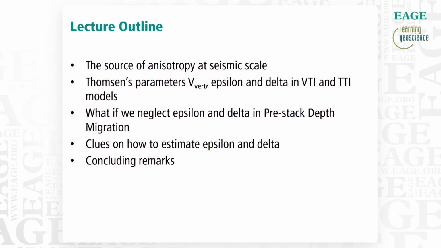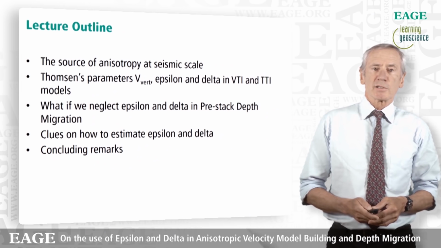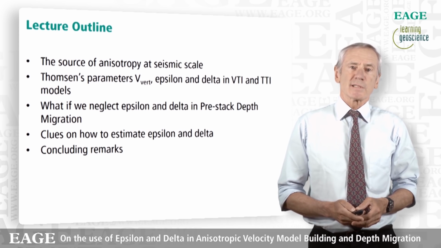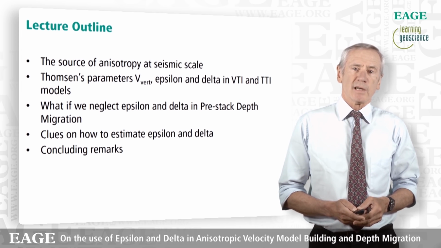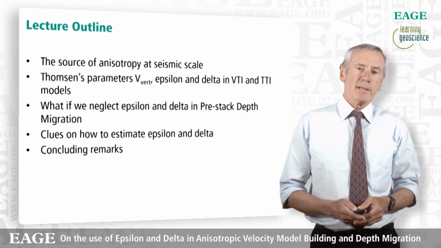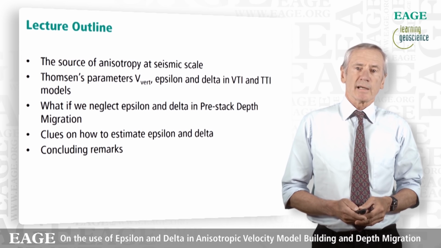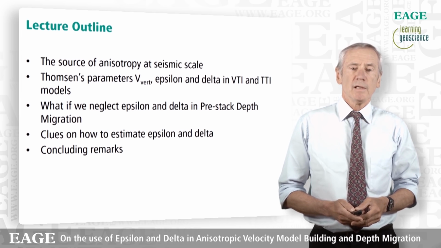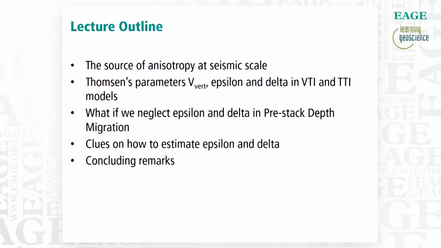The lecture is organized as follows. Firstly, I relate anisotropy to layering in the subsurface. Secondly, I briefly present again Thomsen's epsilon and delta parameters for VTI and TTI models. Next, I use a synthetic example to investigate the impact of epsilon and delta on depth imaging, to deduce finally a classical strategy, amongst many other possible, to estimate these parameters, once again using borehole information.